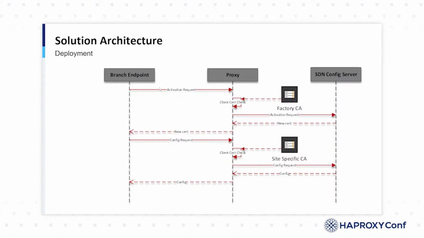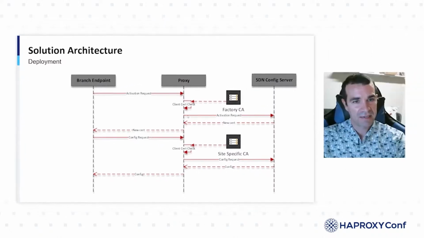So at first, when the branch endpoint sends an activation request, the client certificate is checked against the factory certificate authority. So there is a factory baked-in certificate in the branch endpoint that is used. And once this is validated, the request to activate is sent to the SDN config server. And then a new certificate is generated and sent to the branch endpoint. And then using that new certificate, it can start doing configuration requests and configuring itself to be communicating with the infrastructure.